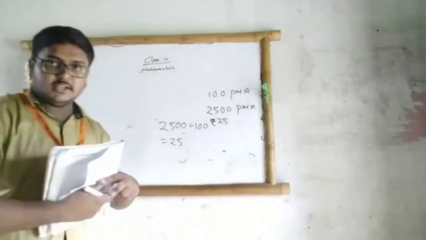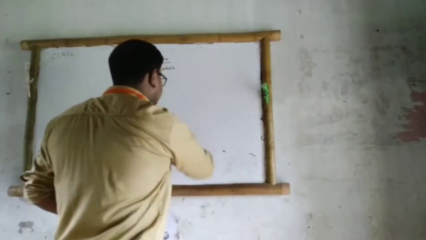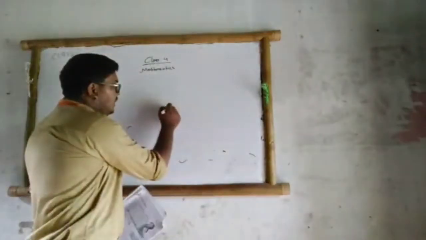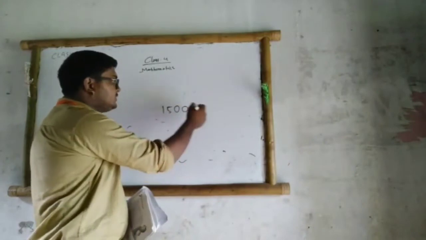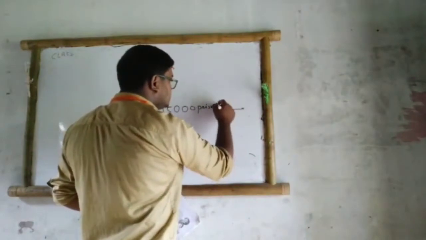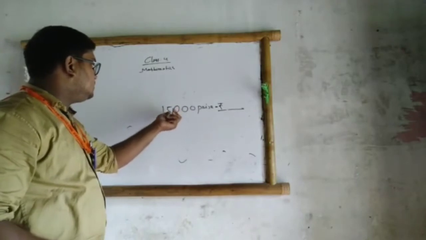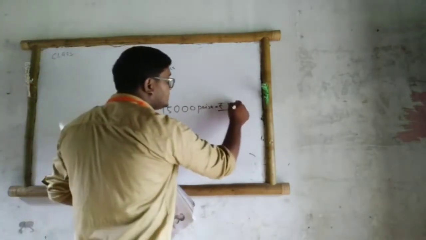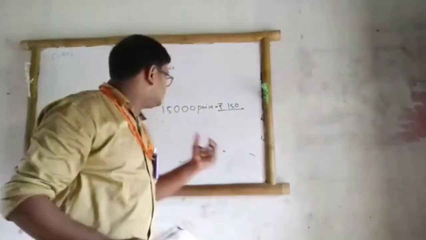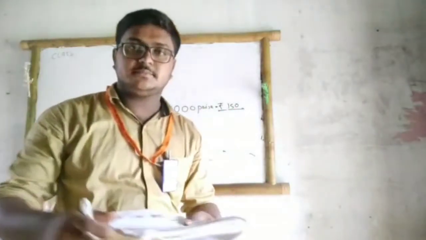Okay students, next one, there is another question like that. 1500, that means 15,000 paisa is equal to dash rupees. In this case the answer will be 150, because if you divide this 15,000 by 100, then you will get the answer 150. Okay students.